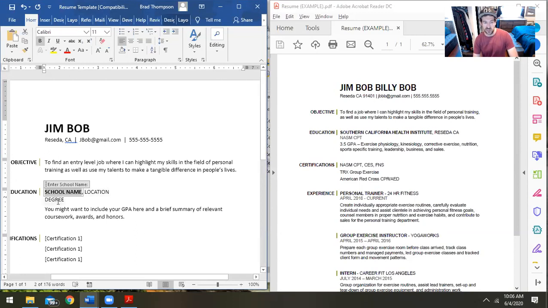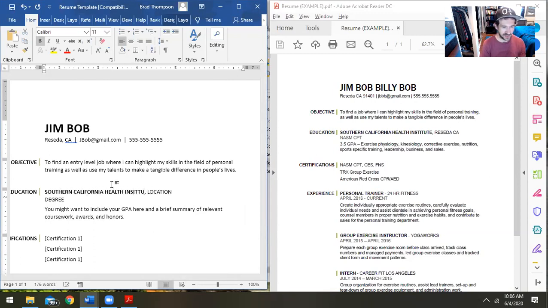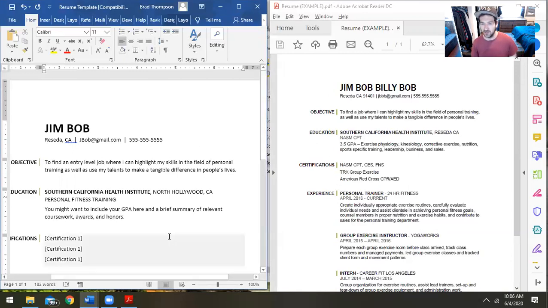School name, location, and then degree. So school name, we're going to put Southern California Health Institute, North Hollywood, California, or it could be Reseda depending on where you're at. What you're studying is personal fitness training. And then we're gonna include some information here. This person had a high GPA. That's so clearly a teacher who wrote that.